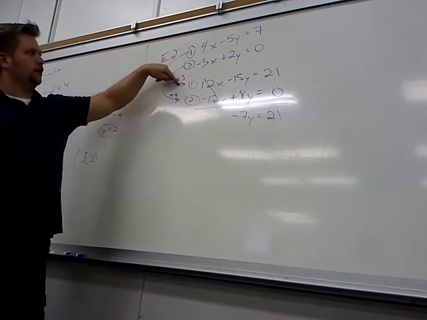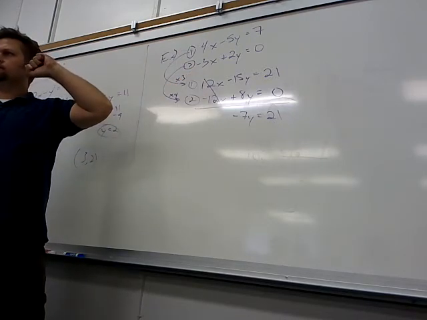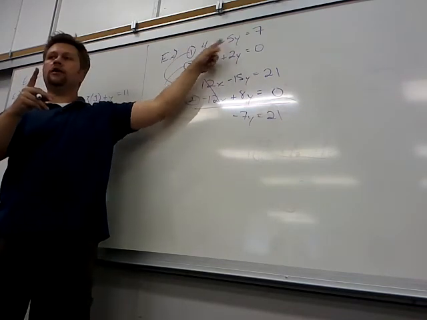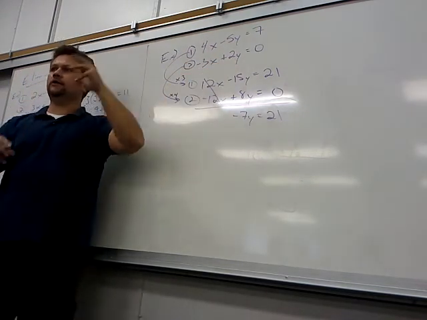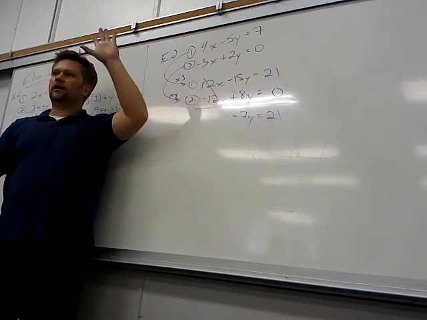I multiply this by 3 and this by 4 to make them both 12. Now, that's how people work. If I wanted to kill the y, I would have multiplied this one by 2 and this one by 5. They're already different signs, so I'm not going to mess with that.